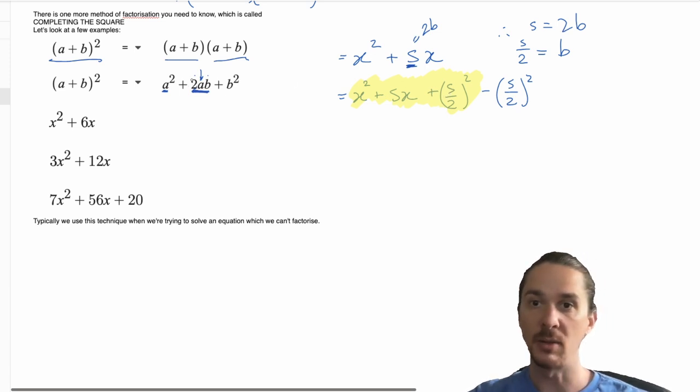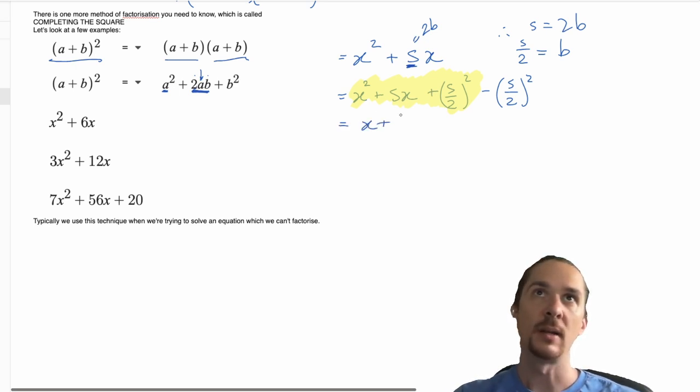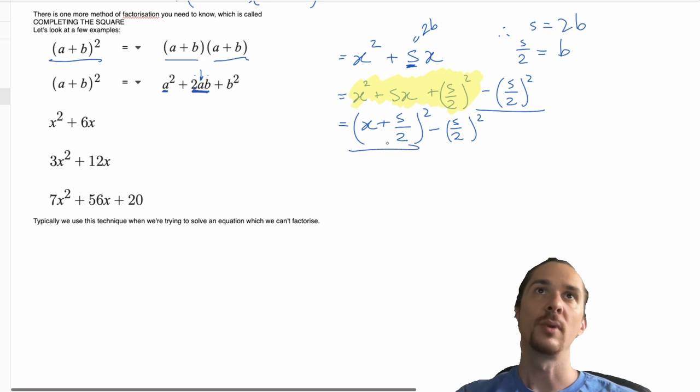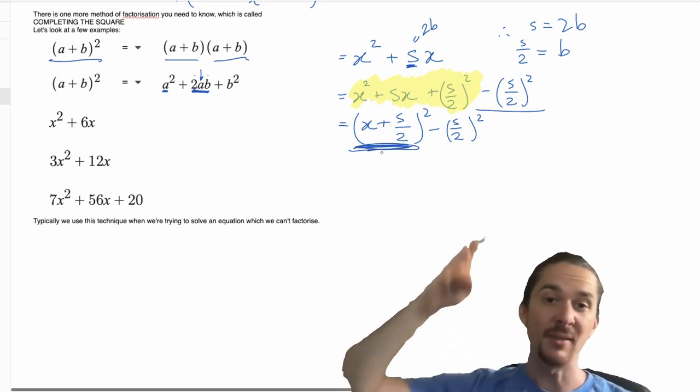So just like here, the middle term is 2b times a. Here it's two amounts of s over 2 times x. And then here we have b squared. Here we have (s/2) squared. So when we factorize this, it's going to look like (x + s/2) squared, and then we just have this guy left over, so minus (s/2) squared. Okay, so here we have factorized this as a perfect square. We completed the square, but we have this extra term left over.